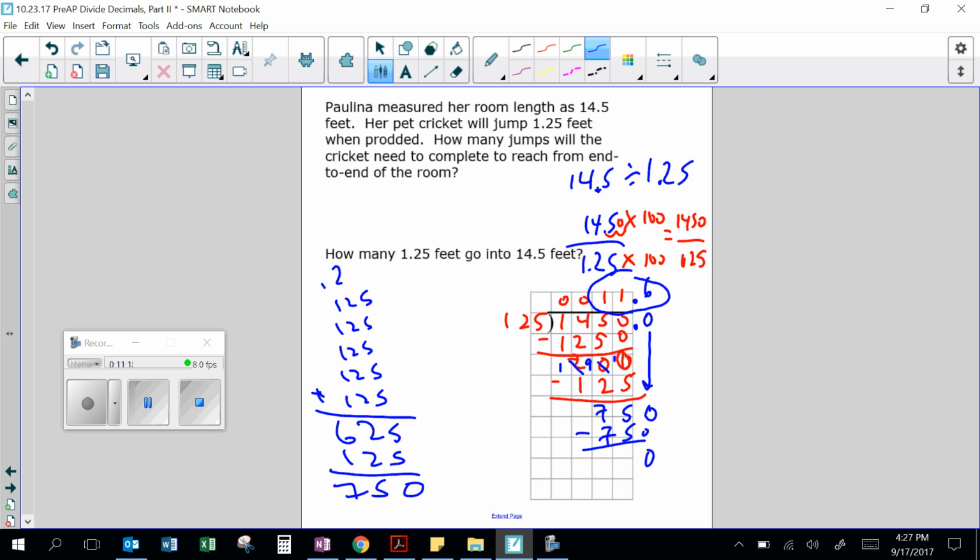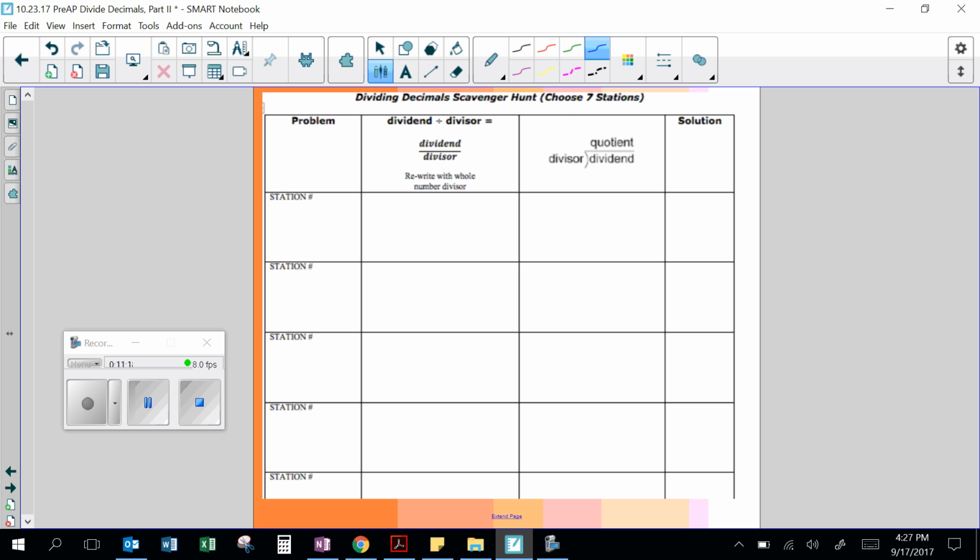The last activity for those who are not here is you're going to be working in stations. There will be 10 stations throughout the classroom with 10 word problems. You will be working with a partner and answering 7 of the 10.